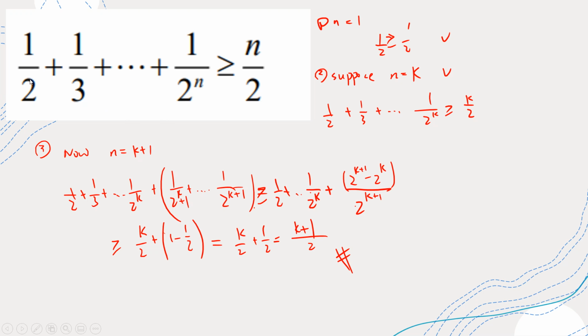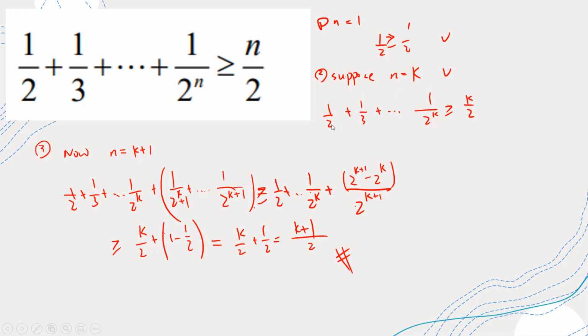Okay, so prove that 1/2 plus 1/3 up to 1 divided by 2 to the n will be greater or equal to n divided by 2. You can use this to prove that the harmonic series blows up, right? Okay, so if n equals 1, then 1/2 is greater or equal to 1/2, right? Trivial.